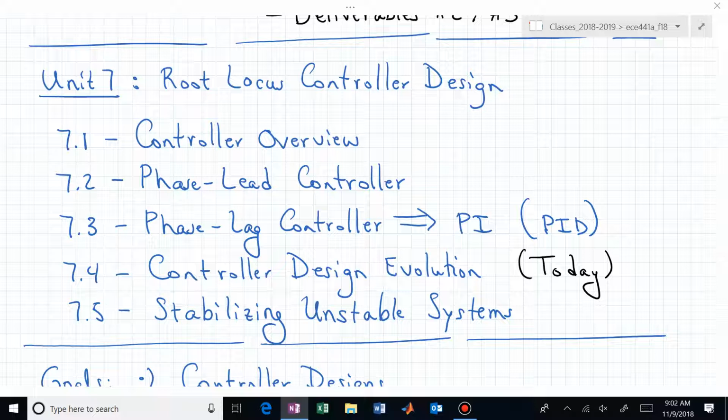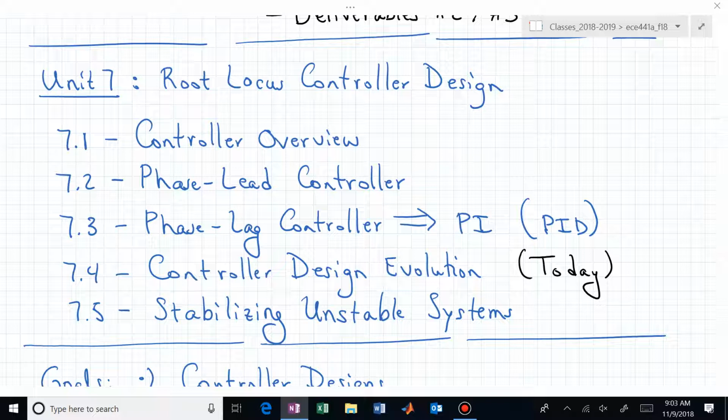Today we will actually get into lecture 7.4, which is controller design evolution. How do we work our way from a pure gain controller to a phase lead controller to a PI or PID controller? And that's really what you're doing in lab number 3. And we'll talk through that today in today's controller design evolution material.